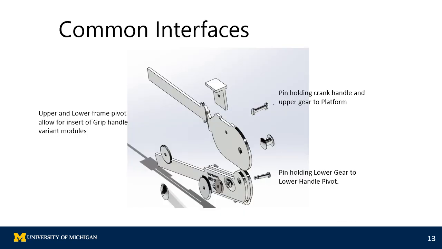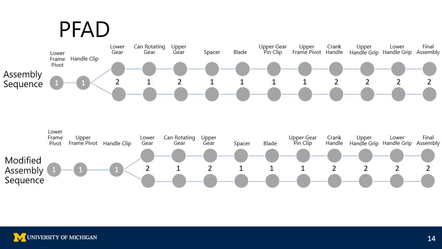We see here that the common interfaces are the upper and lower frame pivots, which allow for the insert of the grip handles, and these have variant modules. The pin holding the crank handle and the upper gear to the upper frame pivots is also a common interface, and the pin holding the lower gear to the lower handle pivot is another common interface. This is our product family assembly diagram.